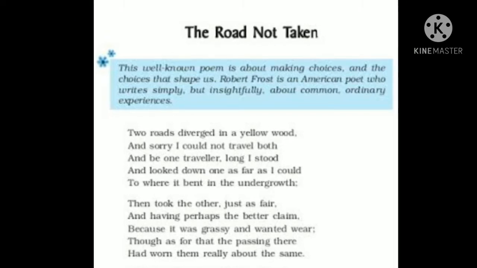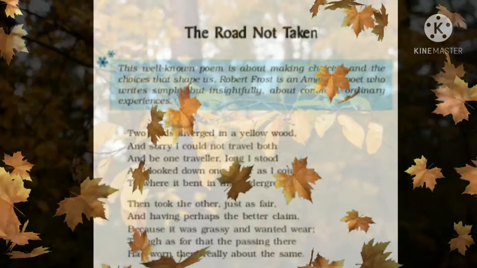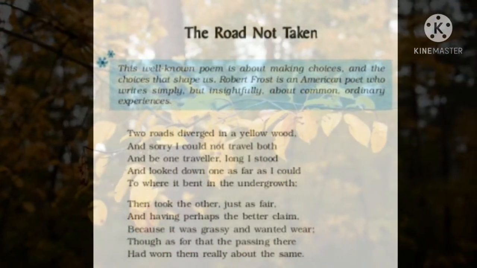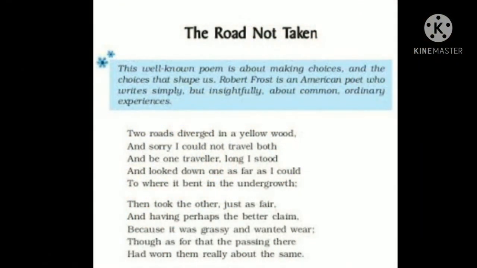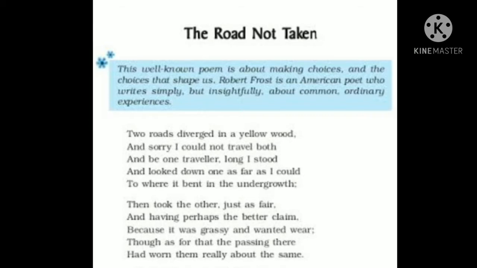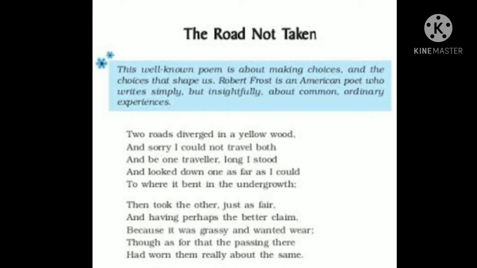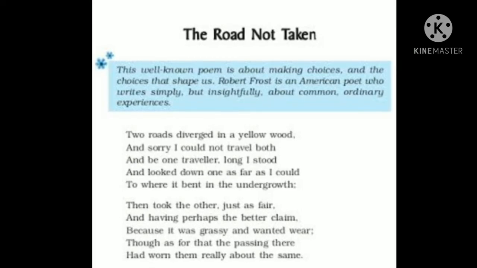Here, yellow wood refers to a period of autumn, a season of autumn, or the elder people. So, in our daily life, when we stop at a junction where two different roads are diverged, or two different roads are going through different directions, there we stop. There we cannot choose both the roads. So we have to choose only one road.